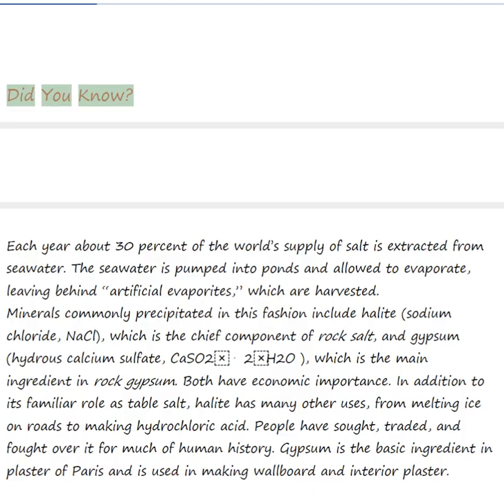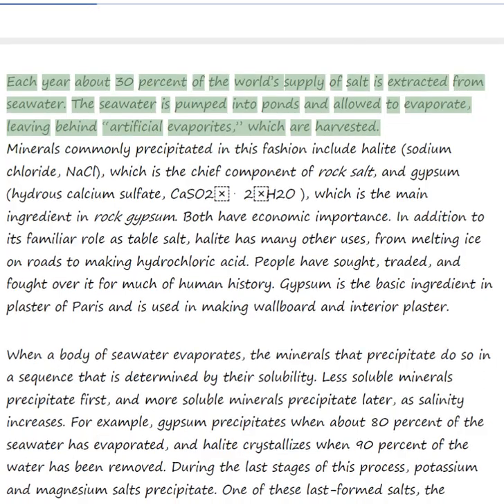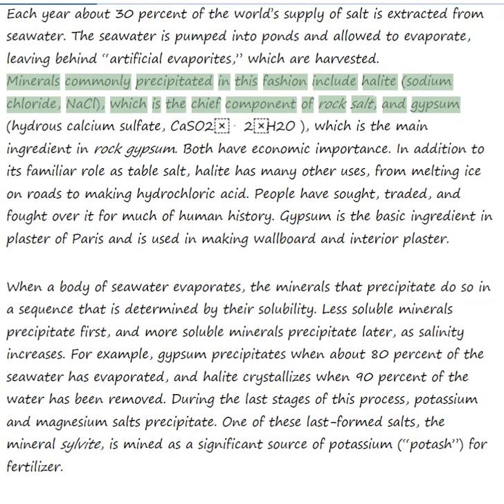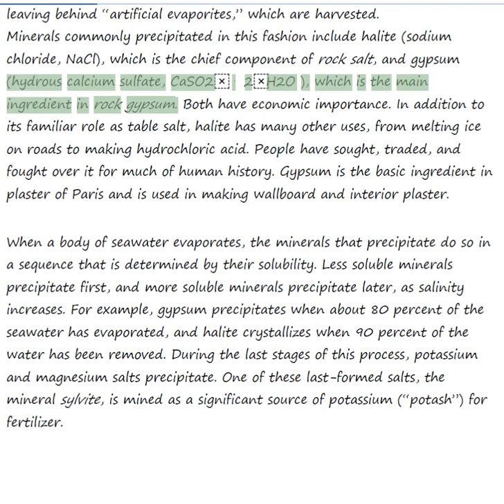Did you know? Each year about 30% of the world's supply of salt is extracted from seawater. The seawater is pumped into ponds and allowed to evaporate, leaving behind artificial evaporites, which are harvested. Minerals commonly precipitated in this fashion include halite, which is the chief component of rock salt, and gypsum, which is the main ingredient in rock gypsum.